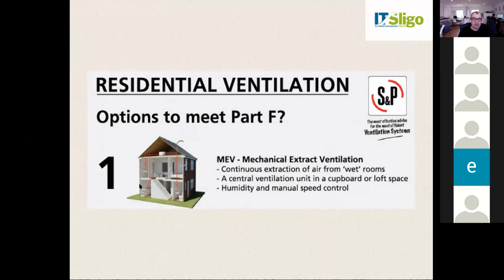What it's doing is what I showed you in that other diagram. There's a unit in the attic. It is continuously extracting air from the wet rooms, and it's humidity and manually checking the speed. So it's pulling out the air from these wet rooms. But what it's not doing, it's not taking the heat out and recovering the heat. It is only mechanically extracting the air and the hot air from wet rooms so you don't get condensation in the bathrooms and the kitchens, for example.